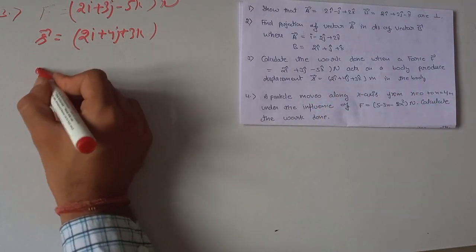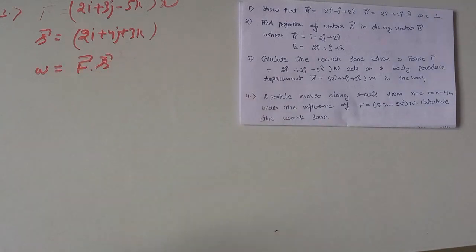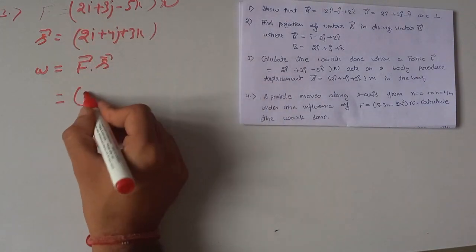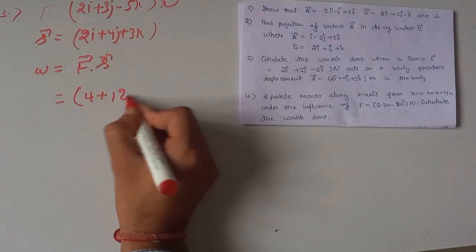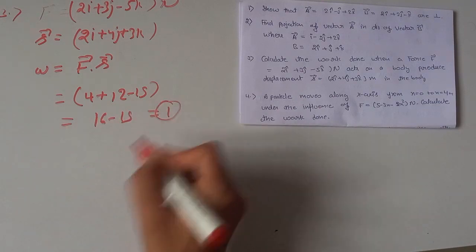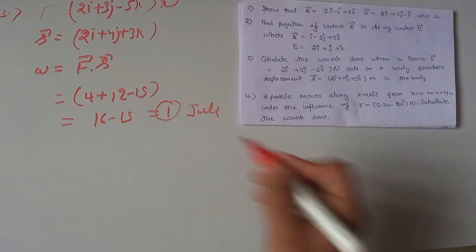We know that work done is a scalar quantity and it is the dot product of force and displacement. Now we have to find their dot product, which is equal to 2 2s are 4 plus 4 3s are 12 minus 15, which is equal to 16 minus 15, which is equal to 1 joule. So this is our work done, that is 1 joule.